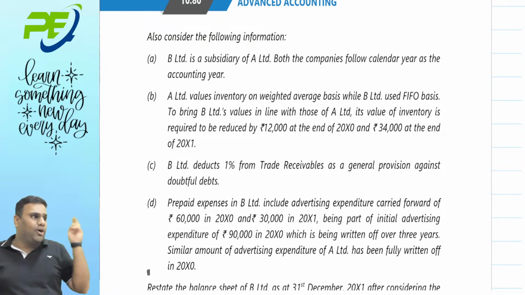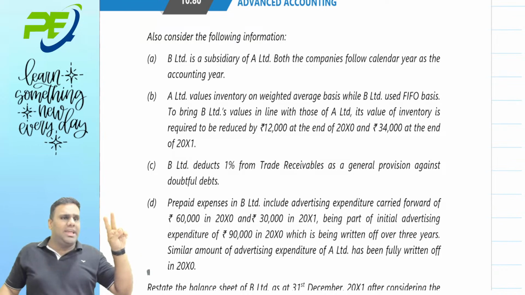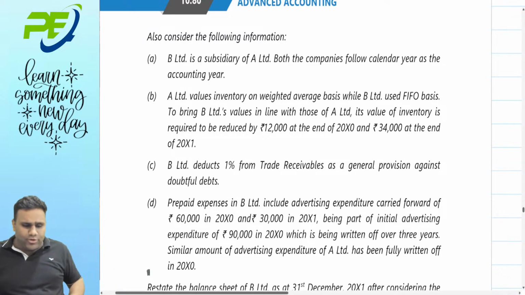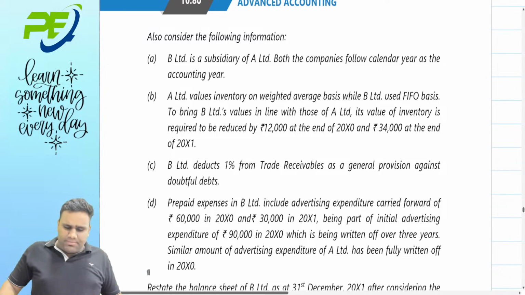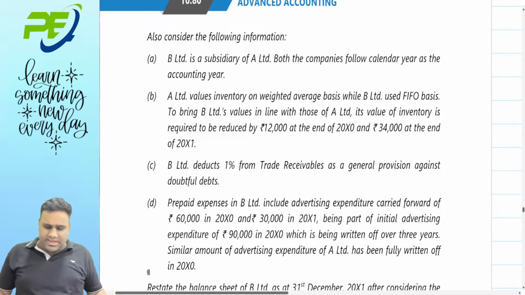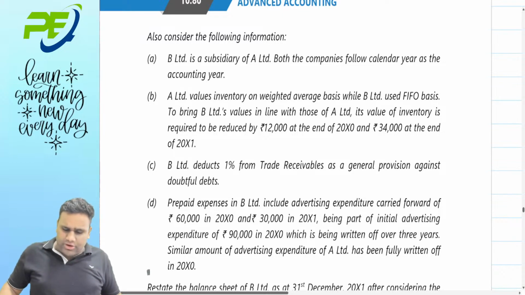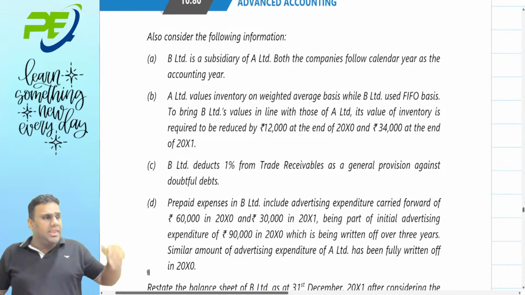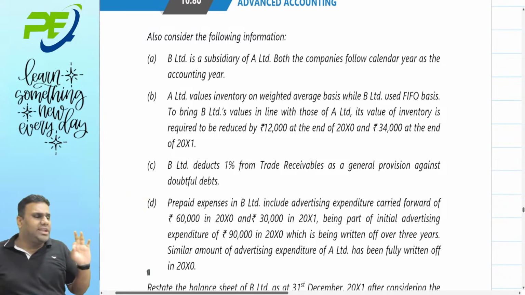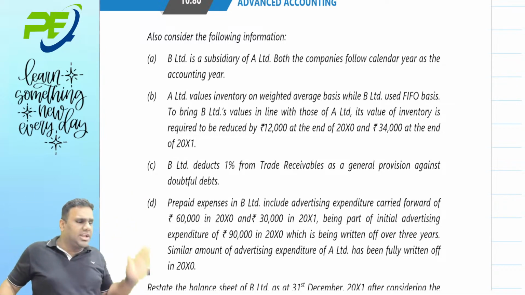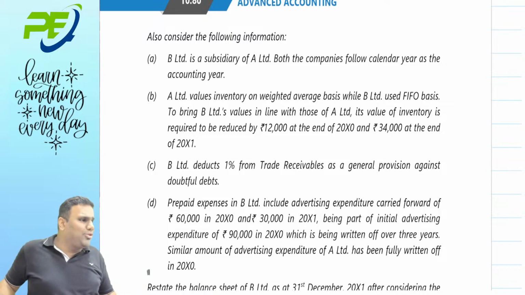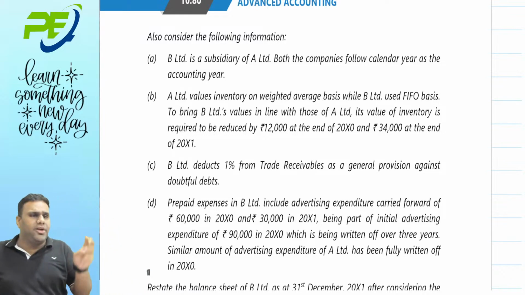So two adjustments till now. Stock value we have to decrease. And second, provision we have to add back. Prepaid expense in B Limited includes advertising expenditure carried forward 60,000 in 2000 and 30,000 in 20x1, being part of initial advertising expenditure of 90,000 which is being written off over 3 years. Similar amount in A Limited has been fully written off. So what A Limited has done, they have fully written off the amount. But what B Limited is doing, they are amortizing it over a period of 3 years.